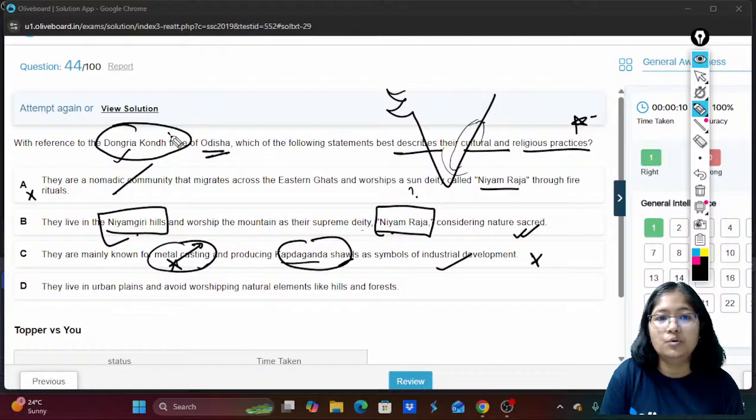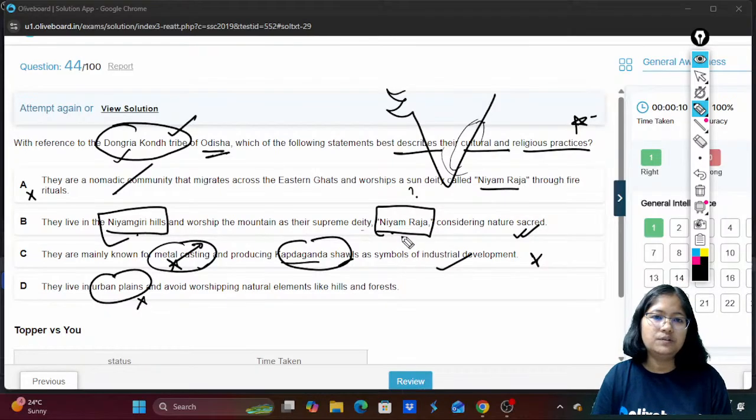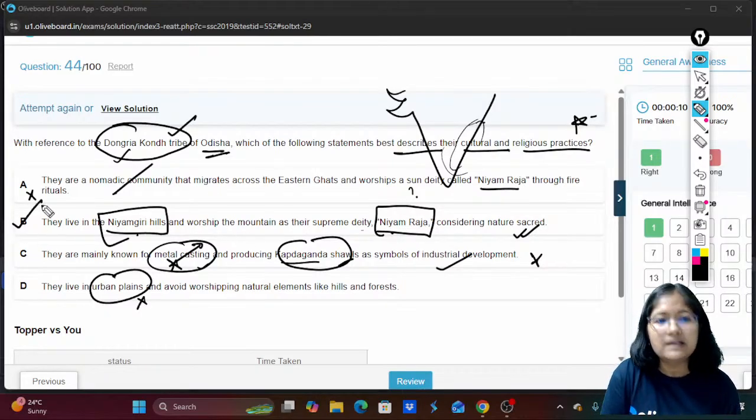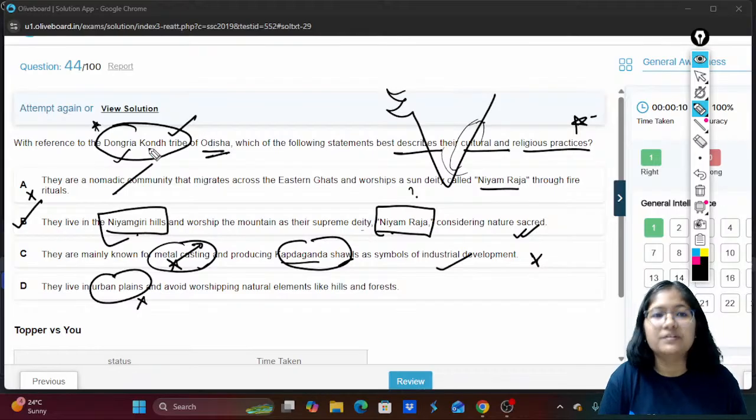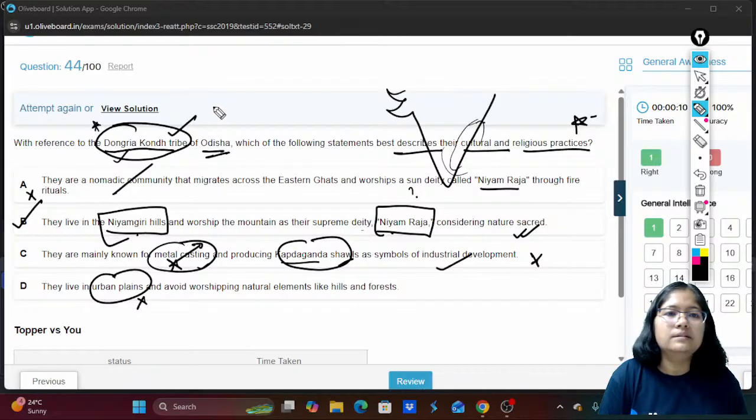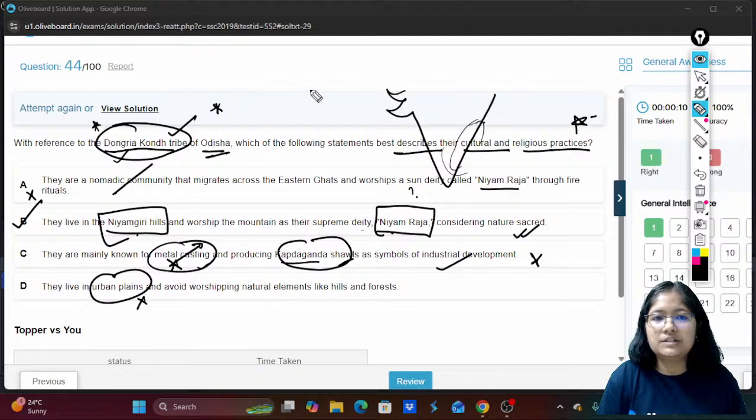This option is not going with the question somehow. Then they live in urban plains is also not going. So even if you are not sure about this kind of question, you can still arrive at the correct answer, and B is the correct answer. Even if you didn't know previously, if it is added to your tribes notes, well and good. If it is not added, add it in your indigenous tribes notes, or whatever notes you are maintaining for this topic. Okay, Dongriya Kond tribe from Odisha, Niyamgiri hills, and supreme deity Niyam Raja.